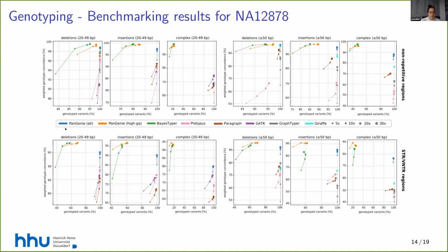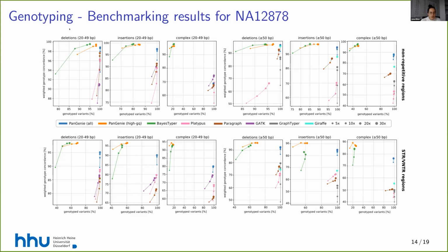And one other thing is that for PanGenie, we had these two configurations, the blue one and the orange one. For the blue one, we considered all the genotype predictions that PanGenie made, regardless of any quality. And the orange one only considers high quality calls and treats all the other calls as untyped.